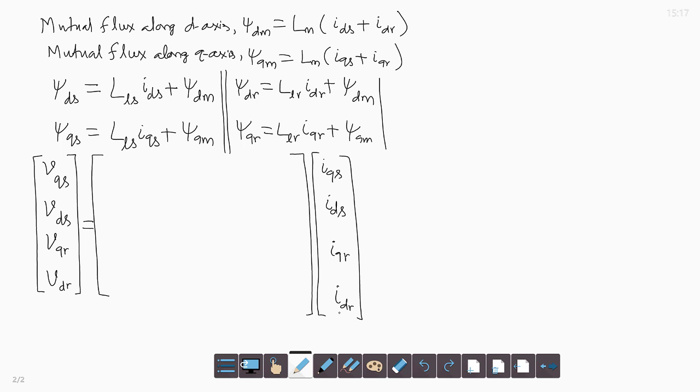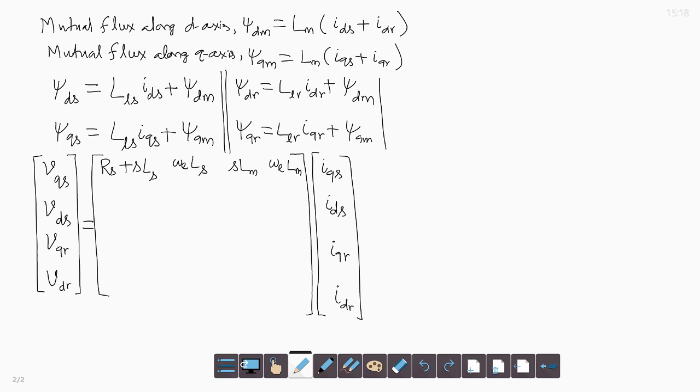So, Vqs is Rs into Iqs plus d psi qs by dt. For d psi qs by dt, you replace psi qs with Ls Iqs plus Lm Iqr. So, we have s Ls into Iqs and s Lm into Iqr, then plus omega e into psi ds, and psi ds is Ls Ids plus Lm Idr. So, we have omega e Ls Ids and omega e Lm Idr.